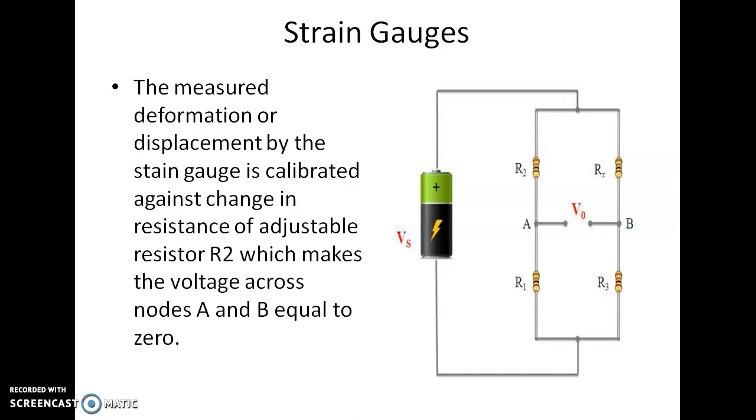And the measurement of deformation or displacement by the strain gauge is calibrated against the change in resistance of the adjustable resistor, that is R2, which makes the voltage across the node A and B equal to 0, that is V0.